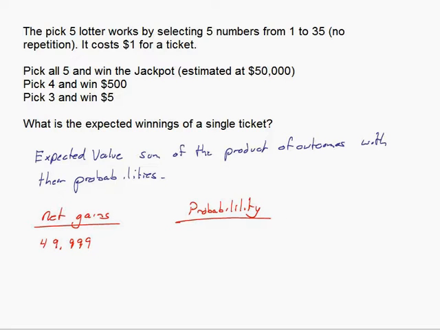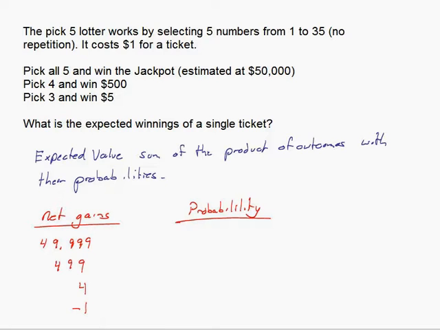The other net gains, so we look at, I win $500. Well, it still cost me $1 for that ticket. So it's actually winning $499. I win $5. Well, it still cost me $1, so I only won $4. And then if I lost, it's not that nothing happened. Well, I lost my $1. So my net gain there is a -1.